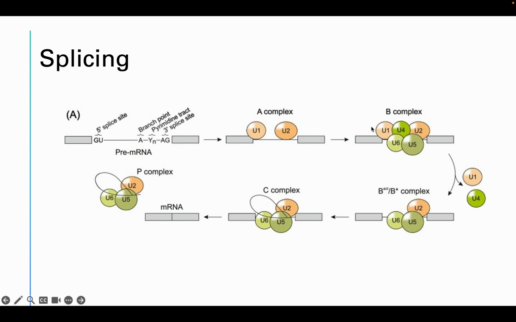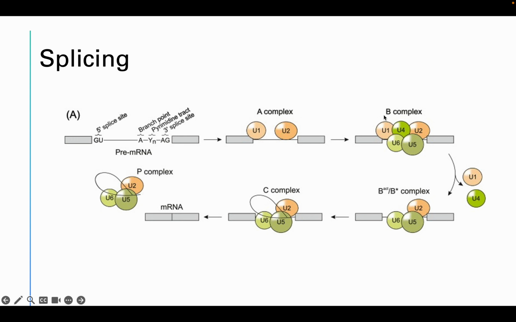And now we move to another complex, where U4, U6, U5 bind to this complex and form the B complex. So all 5 snRNPs bind to the introns. And now what is the function? U6 is inhibited by U4, it's an inhibitor of the U6.